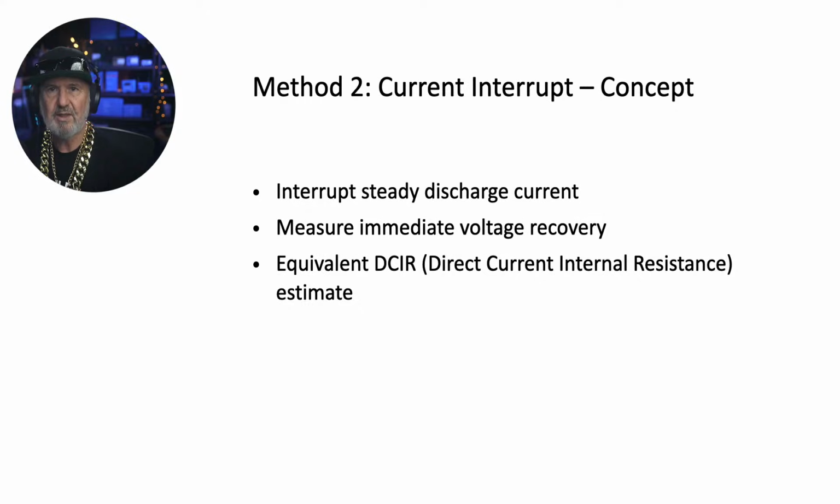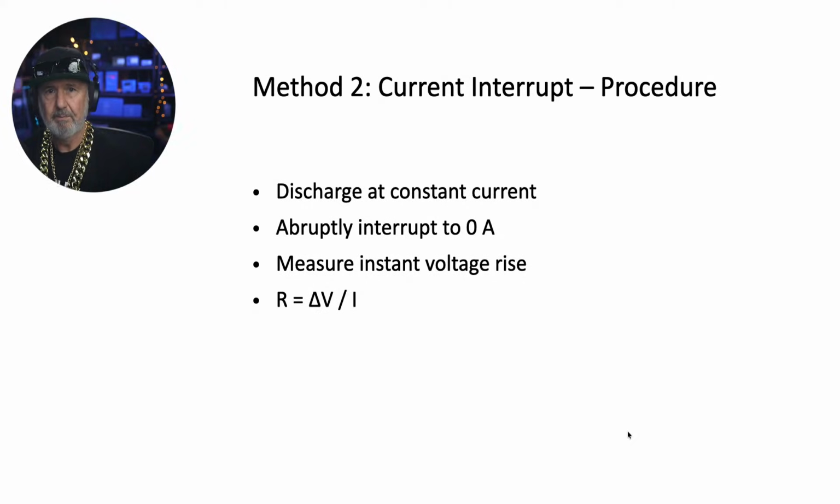Method 2 is current interrupt. So you start with a steady current, this time instead of a pulse, and you measure the immediate voltage recovery when that current's removed. And it's sort of equivalent to the direct current internal resistance estimate. So let's see how we do this. We discharge at a constant current and then abruptly turn it off, so interrupt to 0 amps, and measure the instant voltage rise. So it's kind of like the opposite of the pulse test, really.